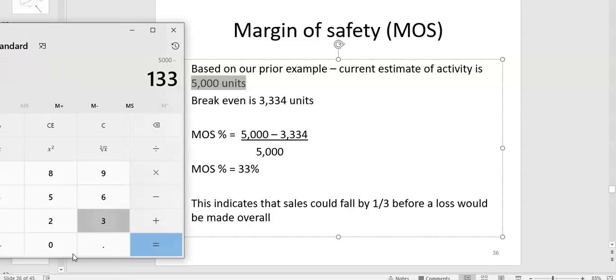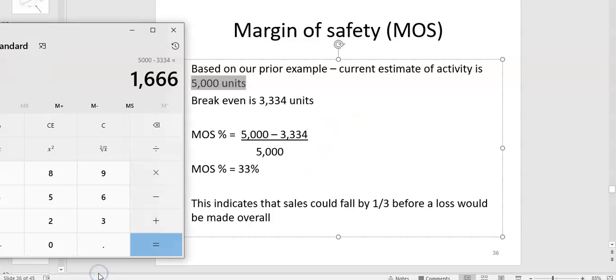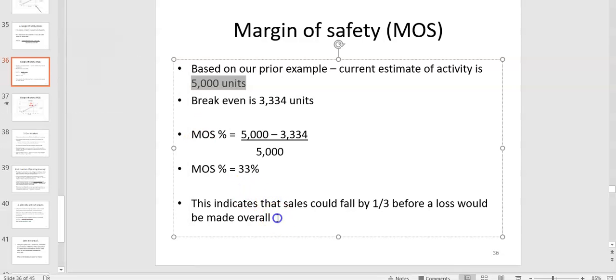5,000 times 334. So you have a margin of safety of 1,666 units. That means your sales can fall by that 1,666 units before you break even. Or in percentage terms, it'll be 1,666 units over 5,000, which means your sales can fall by 1/3 before the company would make a loss.